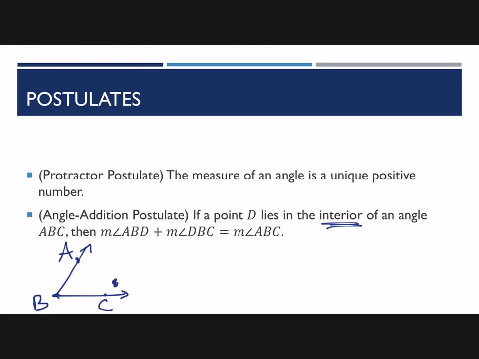All right, and then if I was to put a line or a ray through that point, and that's D. Okay, so the measure of angle ABD, this one, plus DBC, these two little pieces together makes up the measure of angle ABC.